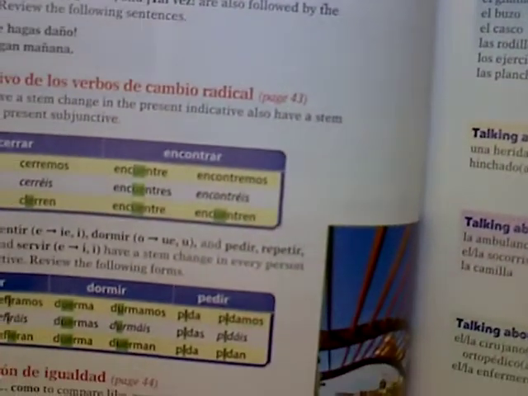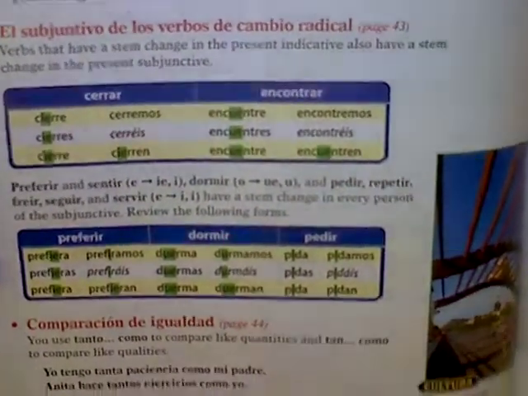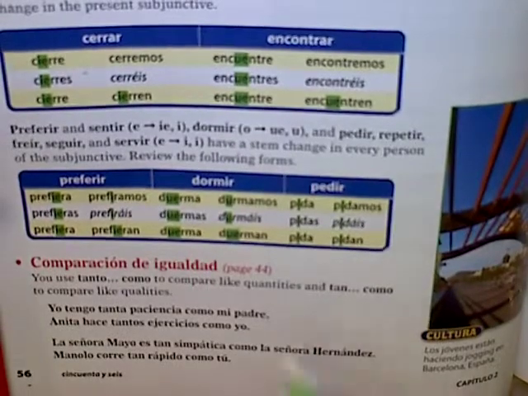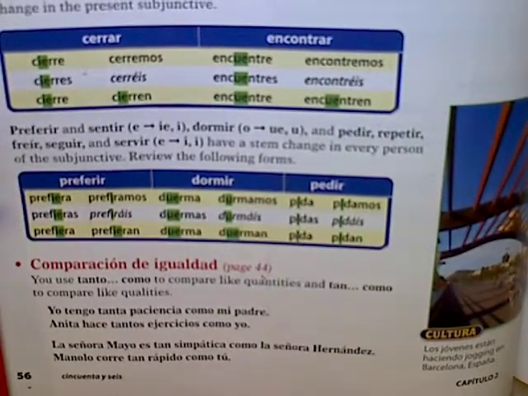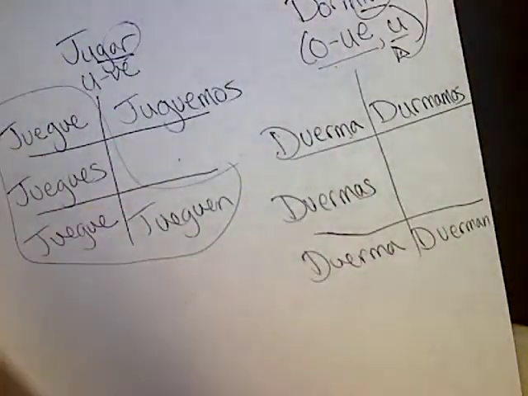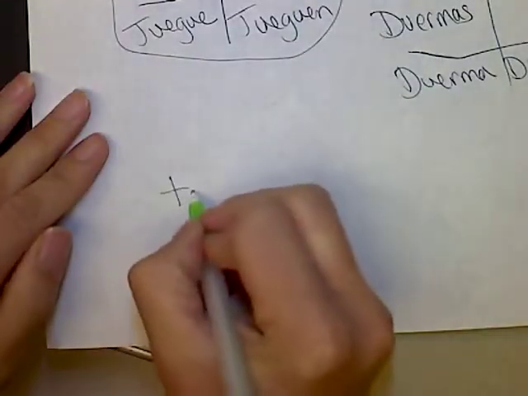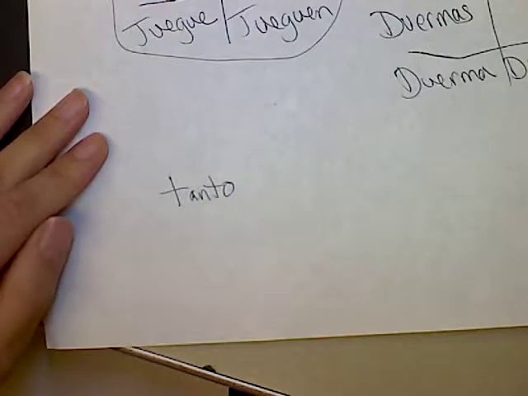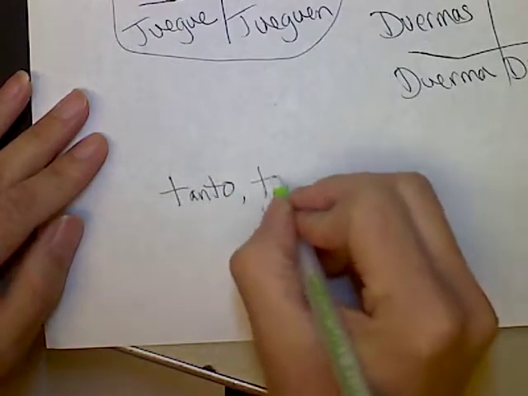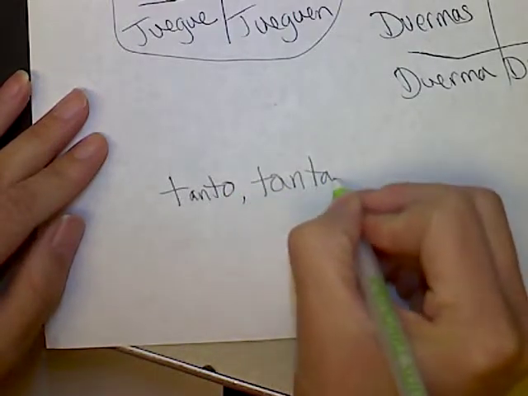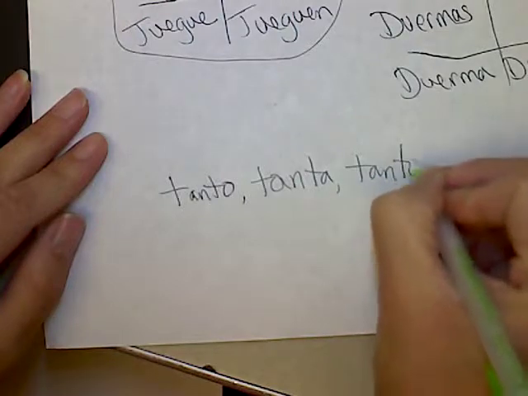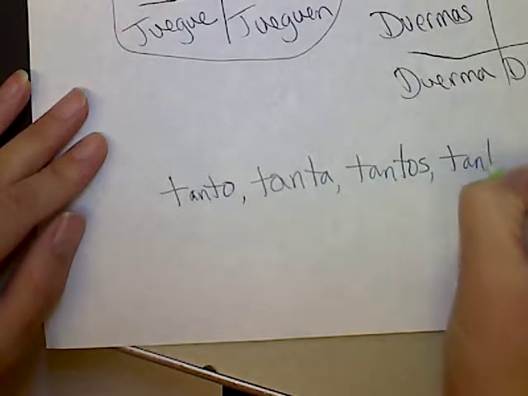Finally, the last thing we covered grammatically is the comparisons of equality, found on page 44. You have two choices. You have tanto and you have tan. Now, tanto has to match in gender and number. So it could be tanto, it could be tanta, it could be tantos, and it can be tantas. Okay?